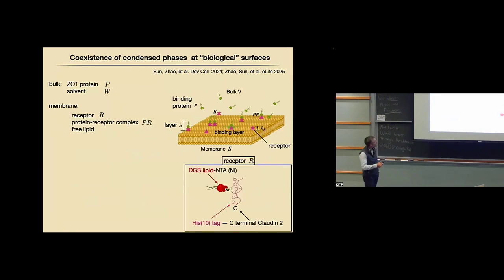In the end, what we add, in addition, is a third component. So we distinguish the receptor, the protein bound to the receptor, and a free lipid. This allows the receptor to not be bound to protein. So we have +1 component. This will actually be the crucial step.